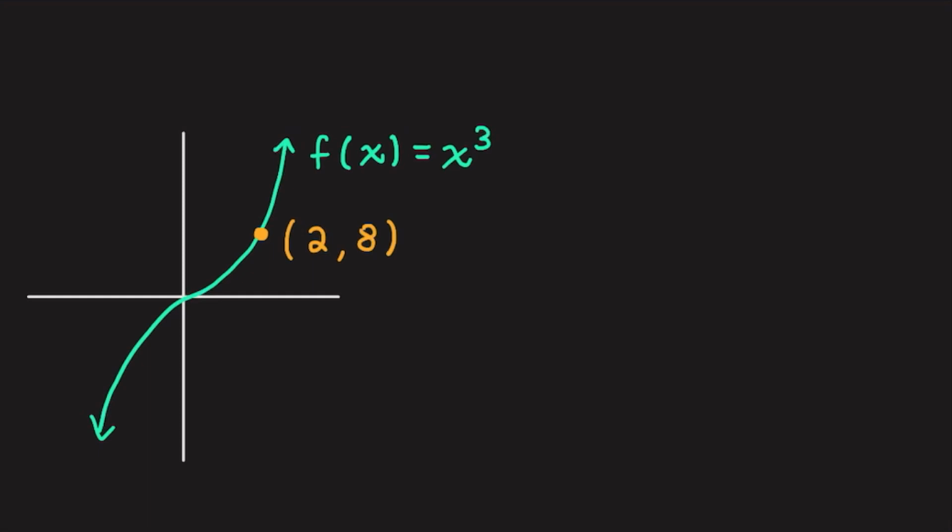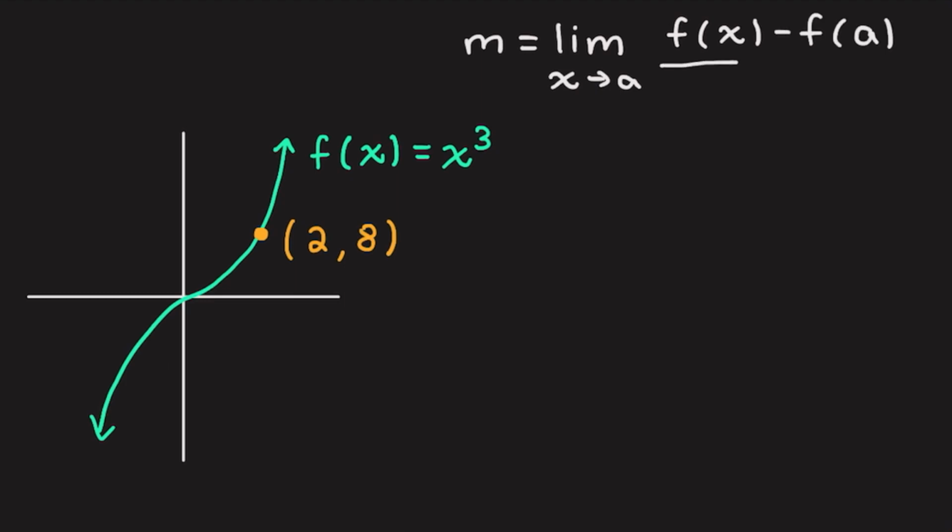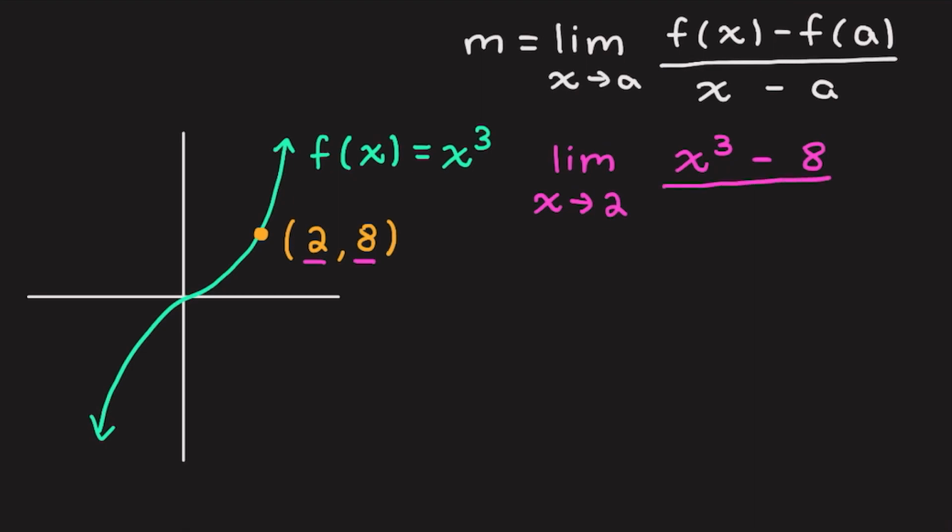Let's do a practice problem together. We have the function f(x) = x cubed, and we want to find the tangent line at (2, 8). I'm writing the limit definition of the slope on the top, so don't worry about memorizing it, but worry about understanding it. Let's just start plugging in what we know. We know that a equals 2 because that's the x value of the point, and we know that f(a) equals 8 because that's the y value of the point.